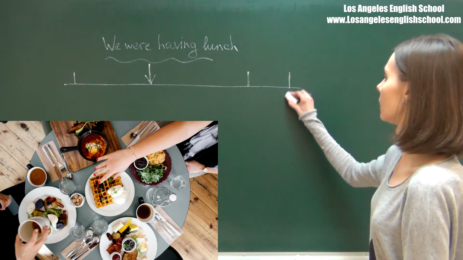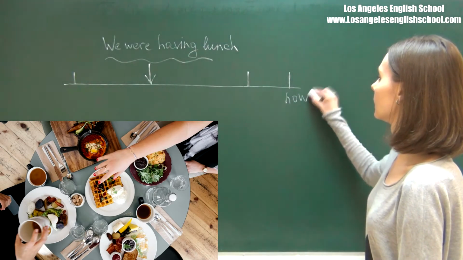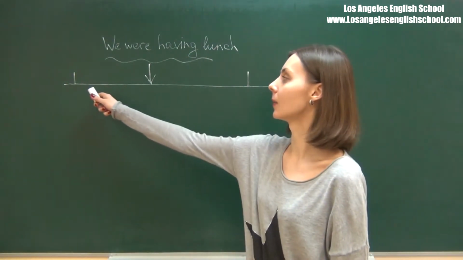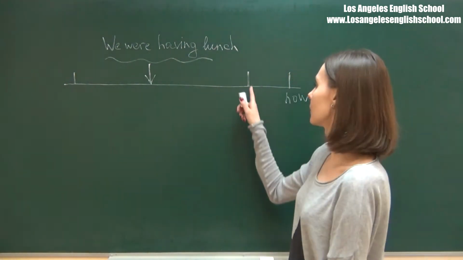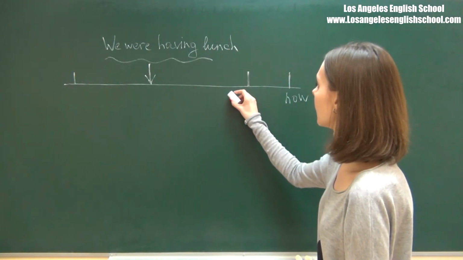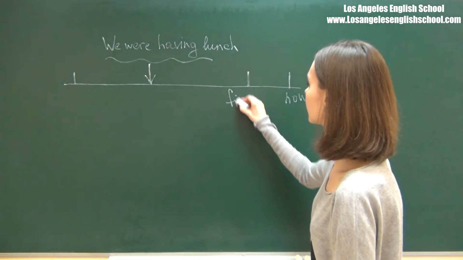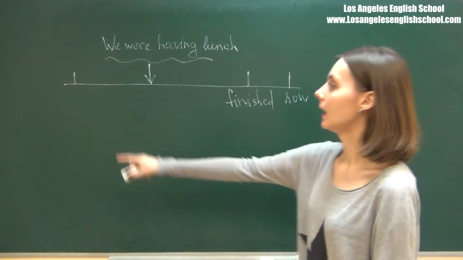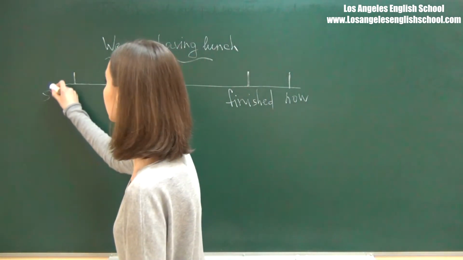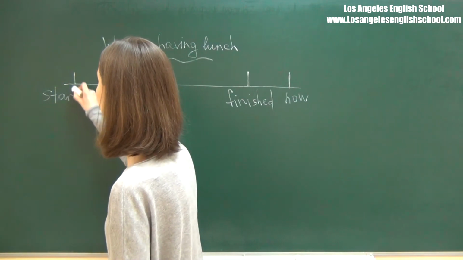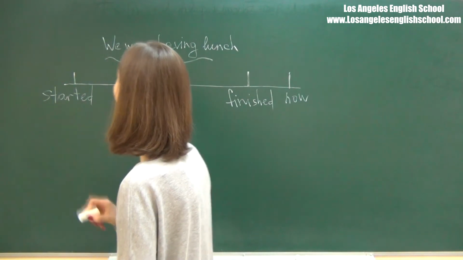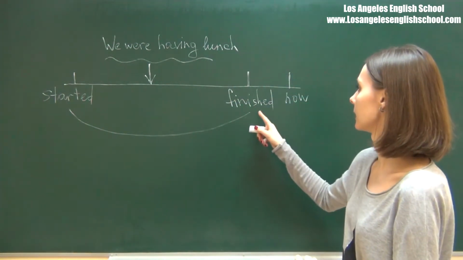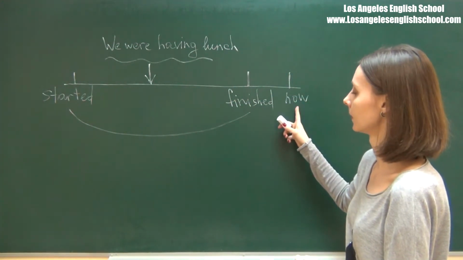It is now. We are here on the timeline, and this part of the timeline represents the past. So here something finished in the past, and here something started. So this part of the timeline is yesterday, and here is now.